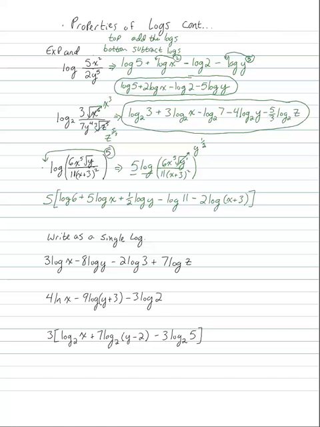So this shows that the 5 could be distributed. It is in front of every single one of the logs. There's 5 on the outside. And everything else is now expanded.